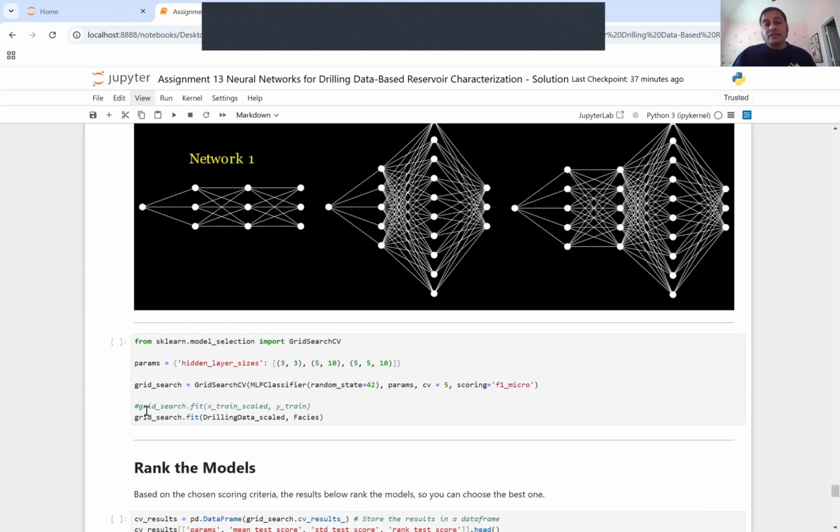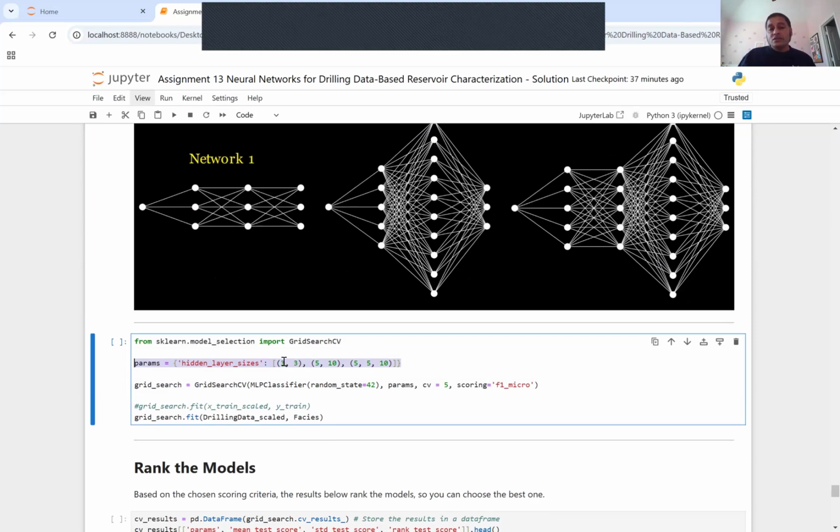So how do I specify that? I specify a variable called parameters, and I specify the first model to contain 3 neurons in the first hidden layer, 3 neurons in the second hidden layer, then the second model with 5 neurons in the first hidden layer and 10 neurons in the second hidden layer. And then I have the third network, which has 5 neurons followed by 10 neurons.